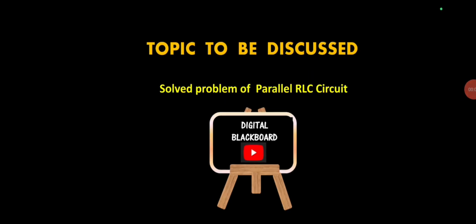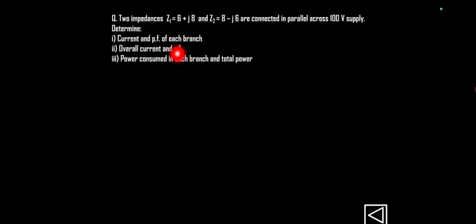In this video, we are going to solve one problem of parallel RLC circuit. So the problem is given as: two impedances, Z1 is equal to 6 plus J8 and Z2 is equal to 8 minus J6, are connected in parallel across a 100 volt supply, and determine current and power factor of each branch, overall current and power factor, and power consumed in each branch and total power.